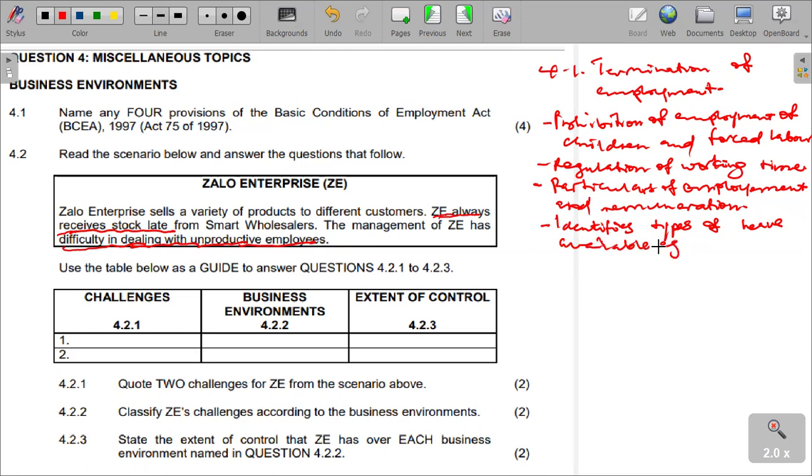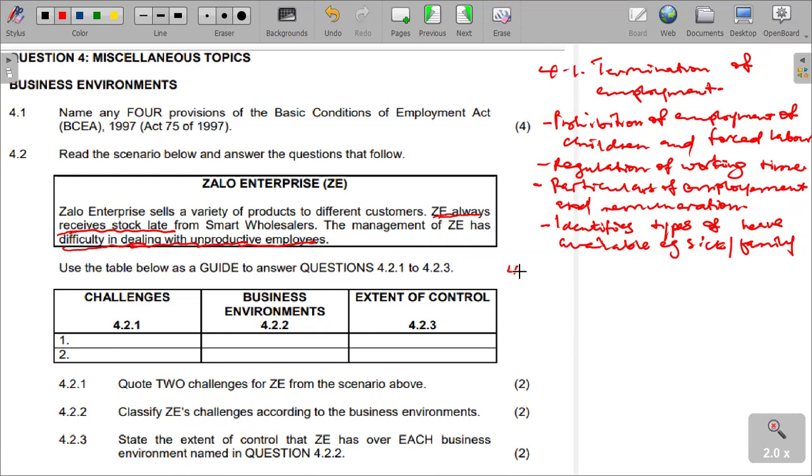We can talk about sick leave, family leave, maternity or paternity leave, and annual leave. All these varied types of leave are also stipulated in the provisions of the Basic Conditions of Employment Act.